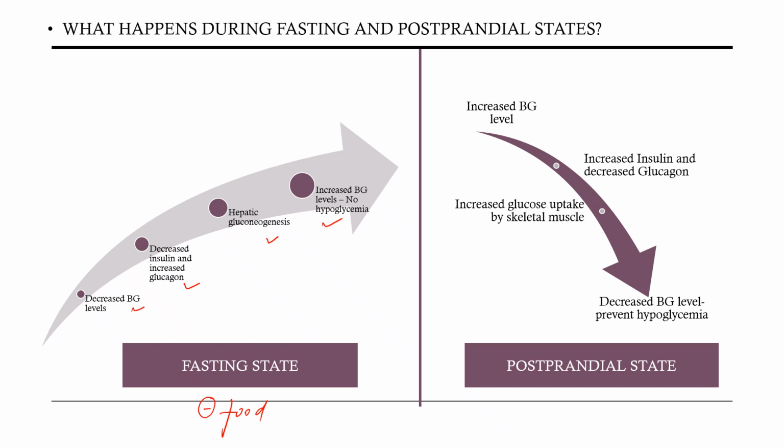Now what happens in a postprandial state? In a postprandial state, that is when the food is being consumed, just after that there will be increased blood glucose level. There will be just the opposite: increased insulin and decreased glucagon. So there will be increased glucose uptake by the skeletal muscle. So there will be a decreased blood glucose level because glucose uptake has been done by the skeletal muscle. So that will prevent hypoglycemia. This is how our body reacts to increased and decreased blood glucose levels.